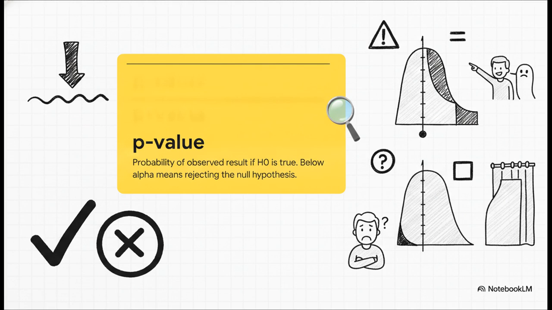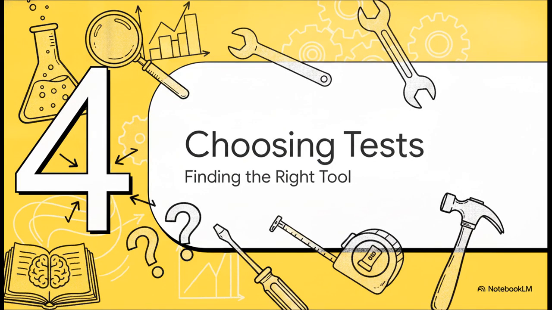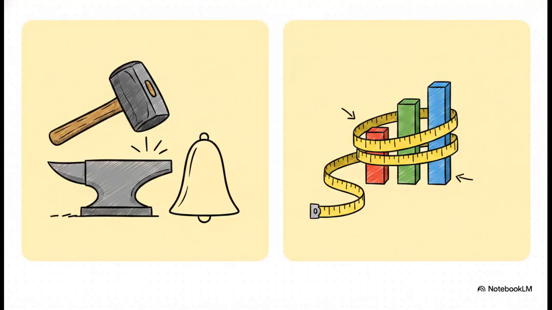Or you can make a type 2 error, a false negative, which means you missed a real effect completely. That takes us to Section 4, choosing your statistical test. You see, you absolutely have to match your statistical test to the specific type of data you're working with.